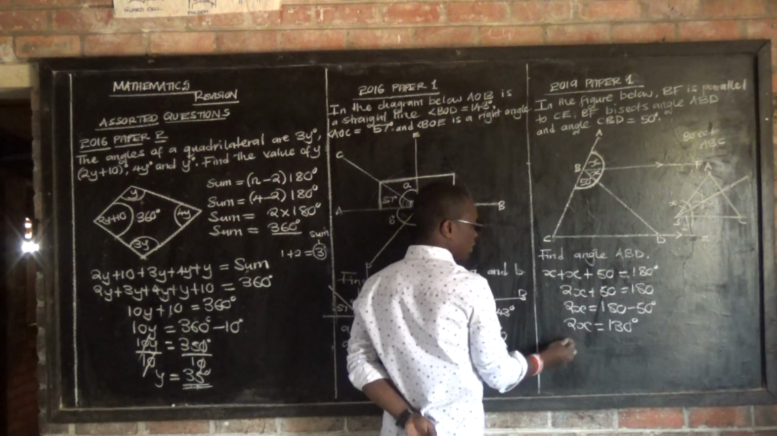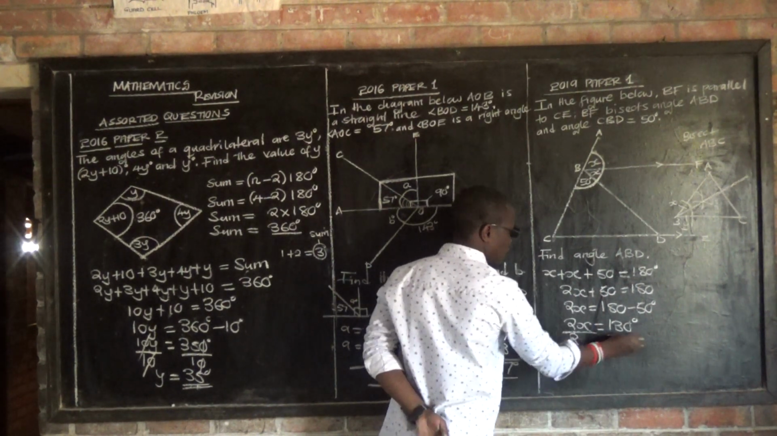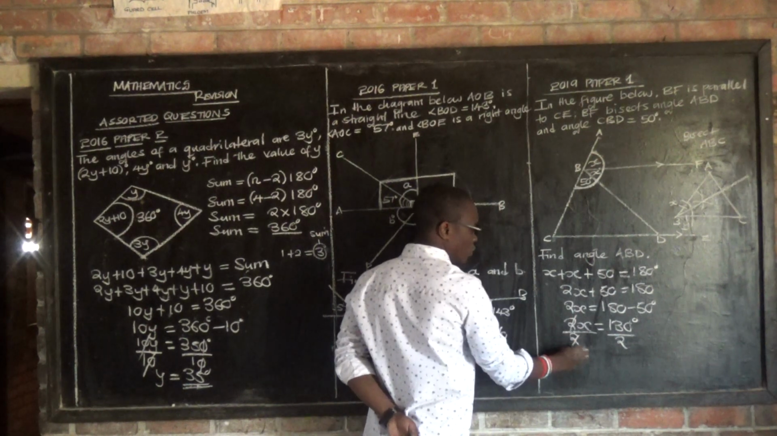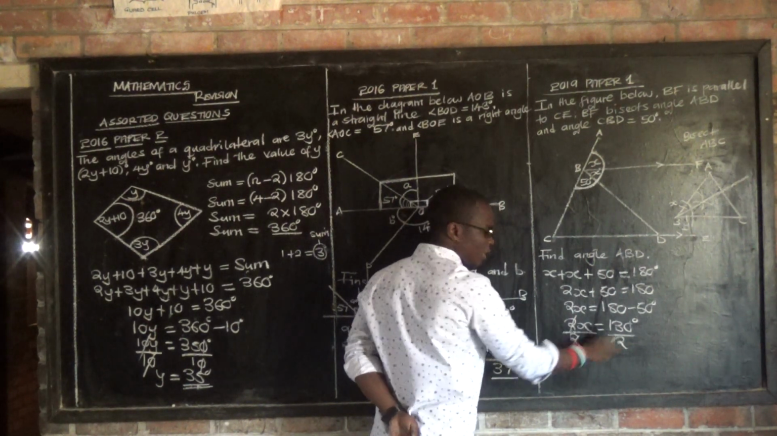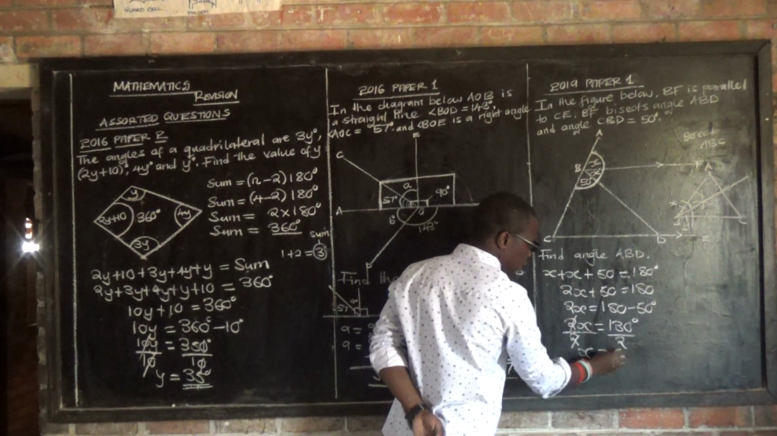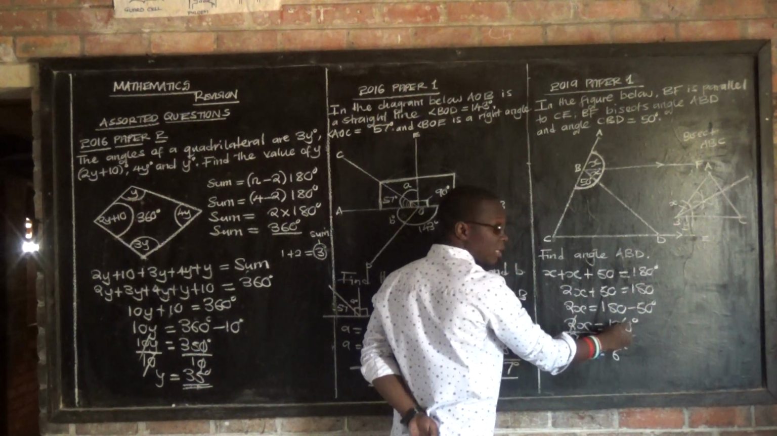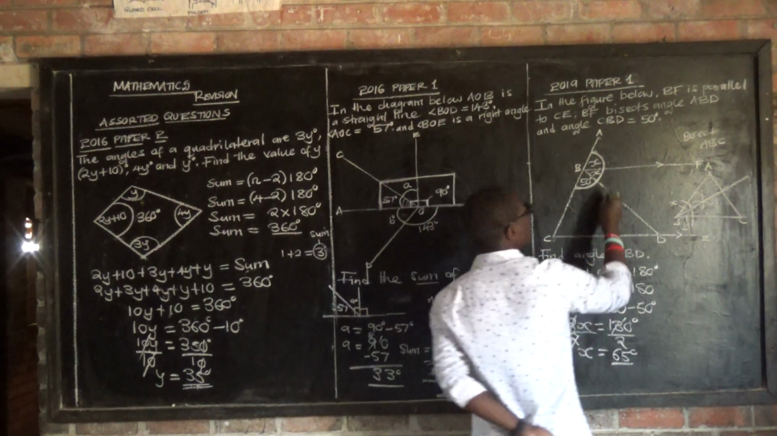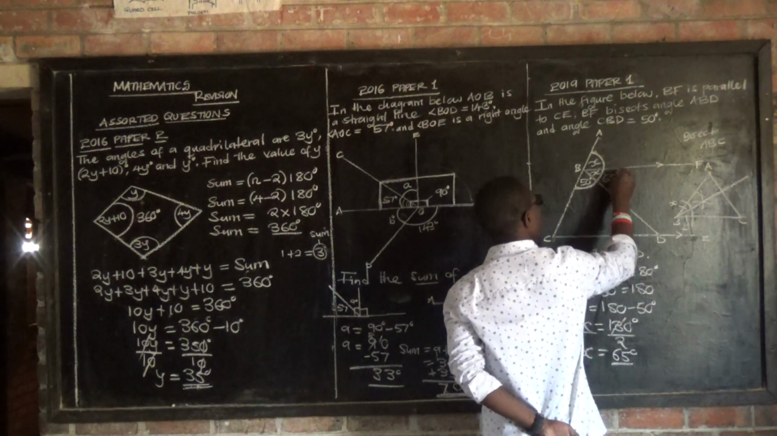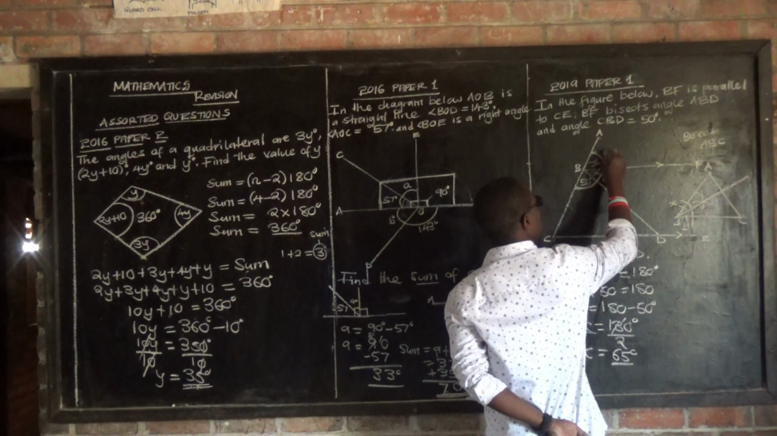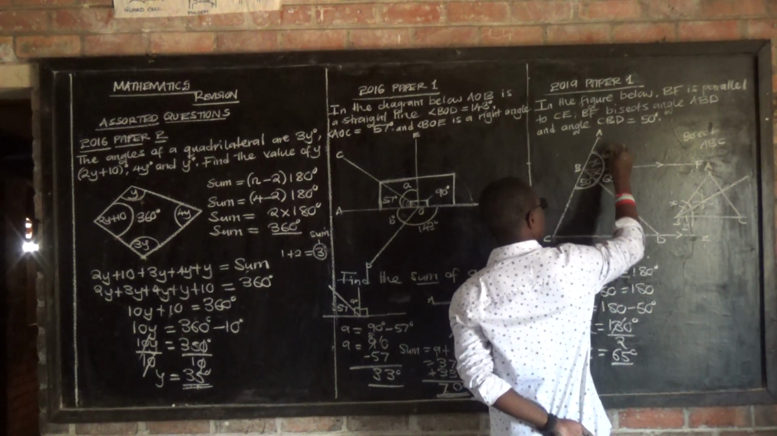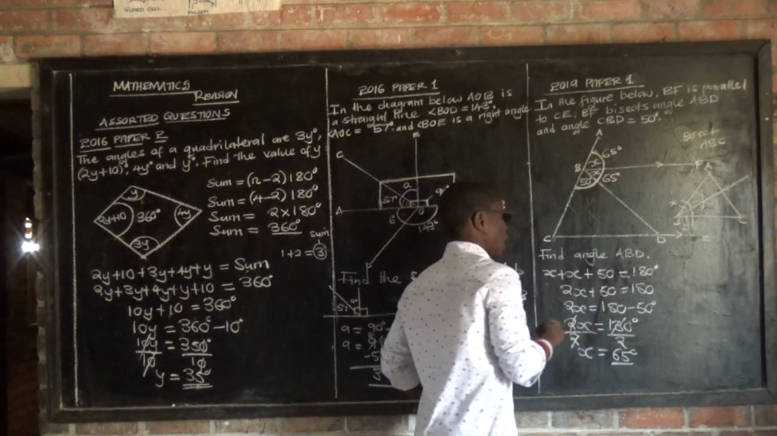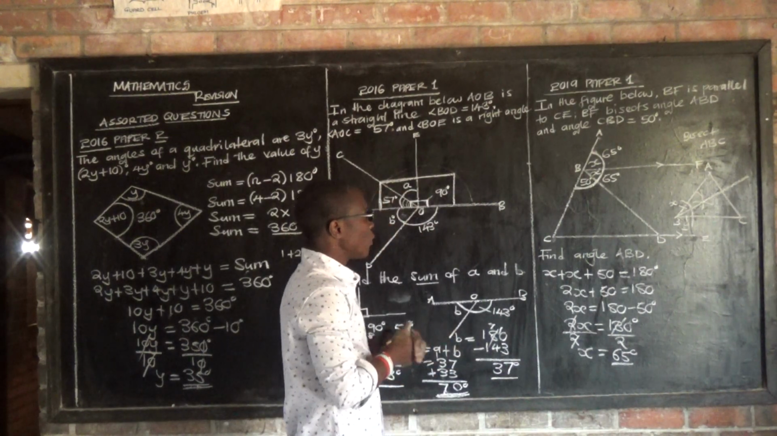For us to remain with x, divide both sides by 2. X is equal to 130 divided by 2: 2 into 13 is 6 remainder 1, so it becomes 10, and 2 into 10 is 5. So I've got 65 here. This angle is 65. Are we together? This angle is also 65. Are we moving together, guys?